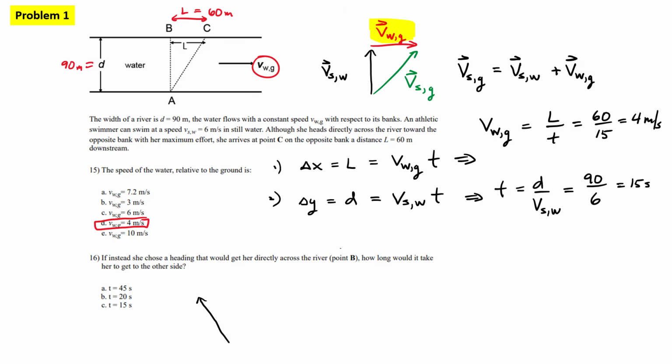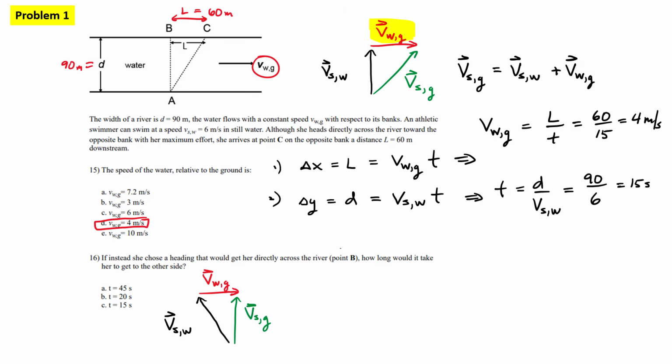We still have the velocity of the water with respect to the ground going in this direction, so let me just draw that. Let's label this one now. This is going to be the velocity of the swimmer with respect to the water. And then her net is going to be straight across, right? The velocity of the swimmer with respect to the ground is simply going straight up.